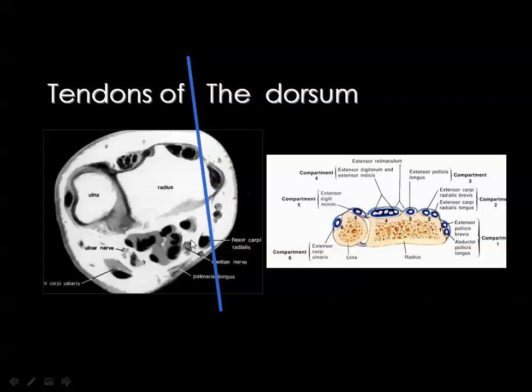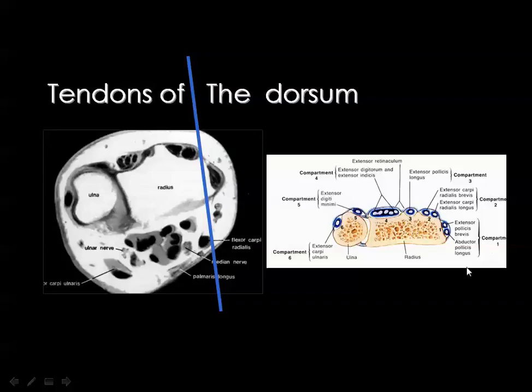Also, the flexor pollicis longus is represented by two, which are the extensor pollicis longus and the extensor pollicis brevis, which is located here. And if you look to the drawing, you will see another tendon which also belongs to the pollicis, and this is abductor pollicis longus.